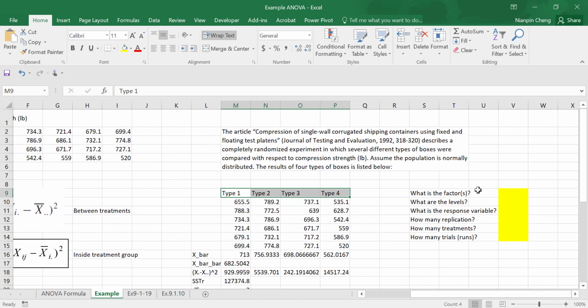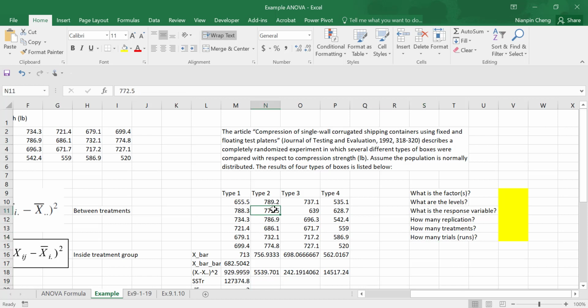For this one, it's up to you to finish this part. What's the factor in this experiment? What's the level? And the response variable, replication, how many treatments, how many trials? Remember, for the experiment, since all this data should come from a simple random sample, we have a total of 24 trials. When you conduct the experiment, you should randomly conduct your experiments. The order should be totally randomized.